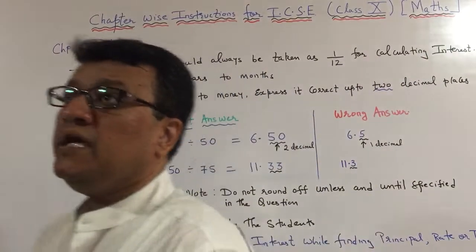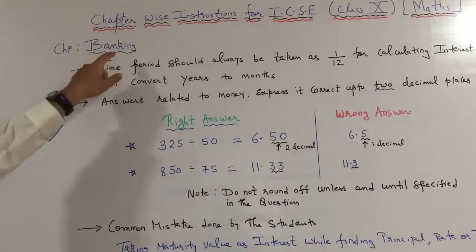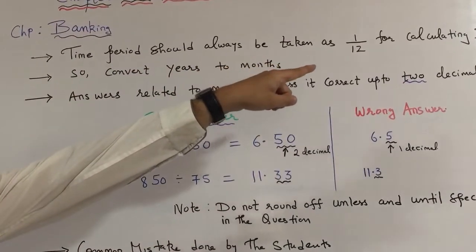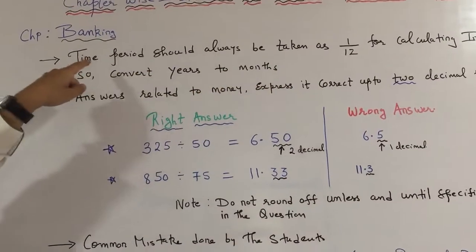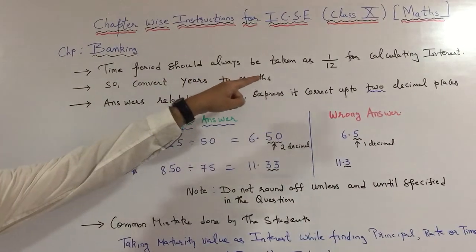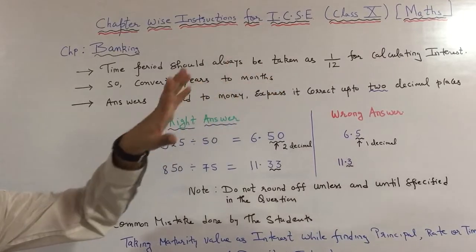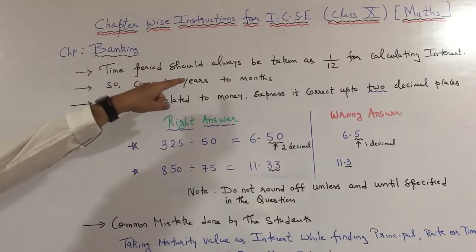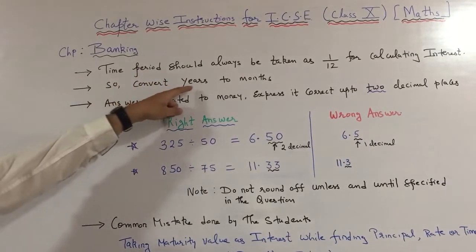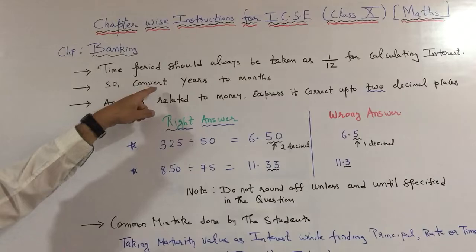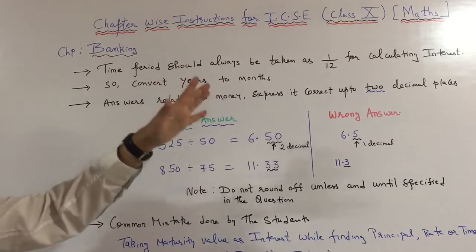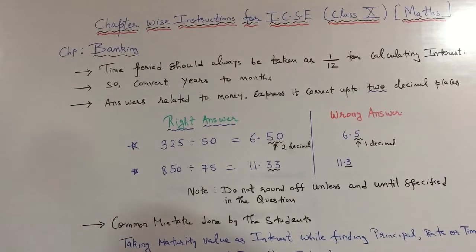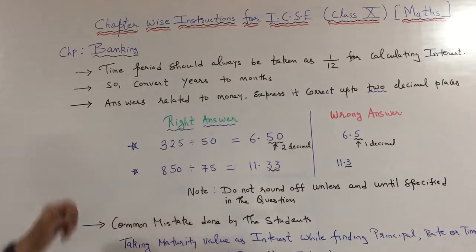Now the very first point we need to see in banking is that the time period should always be taken as 1/12 for calculating interest. I repeat, the time period should always be taken as 1/12 for calculating the interest. The second point is what? Since the time period should be 1/12, we need to convert years to months. So for example, in our sum, if they happen to give us 3 years, we need to convert the time frame as 36 months. 12 into 3, 36 months.